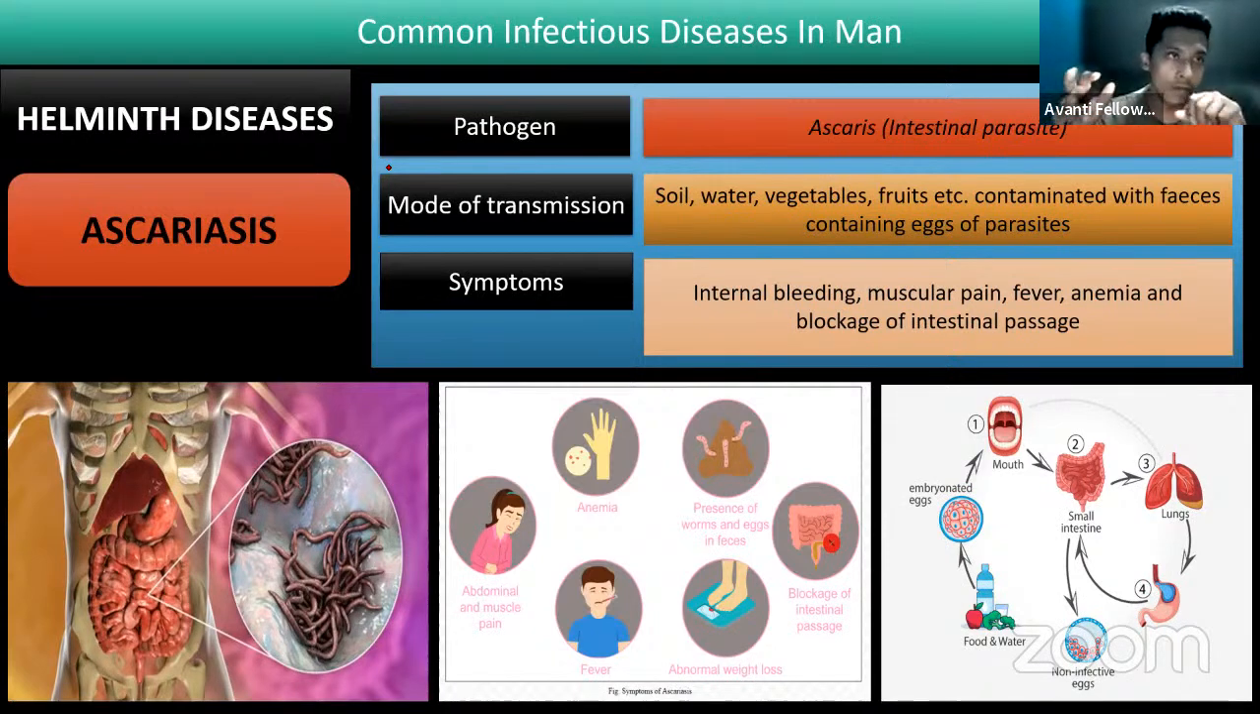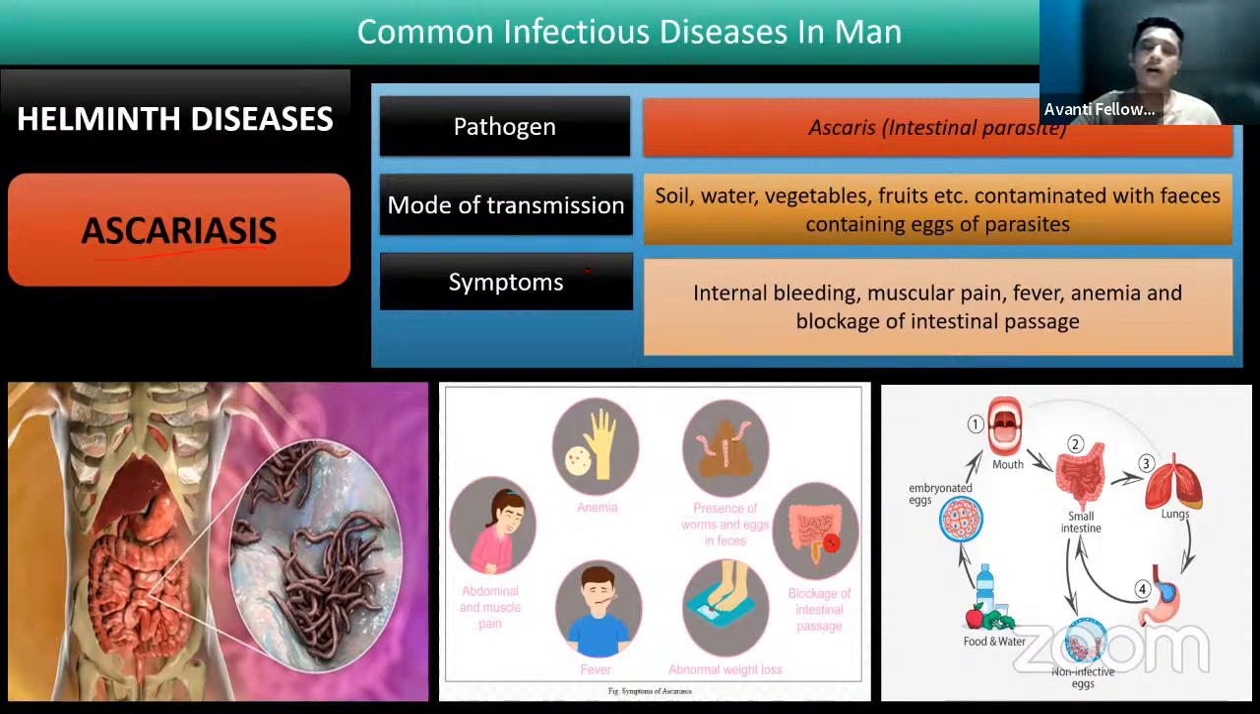One very good example of an endoparasite is Ascaris. Ascaris lumbricoides is a causative organism, a pathogen, an intestinal parasite, that causes a disease called ascariasis. So ascariasis, as I said, is caused by Ascaris. So how does it infect? The mode of transmission is very unique here.